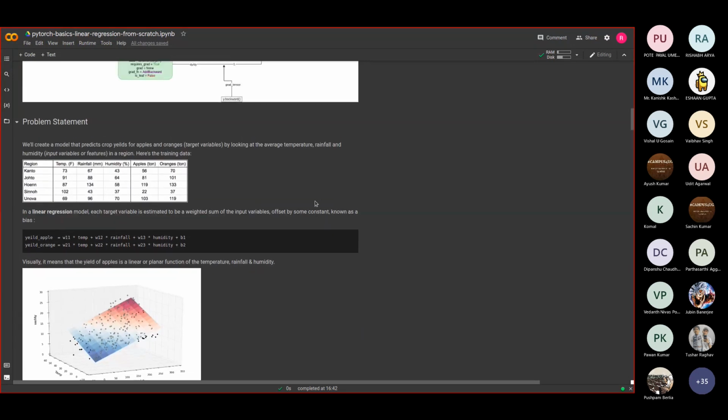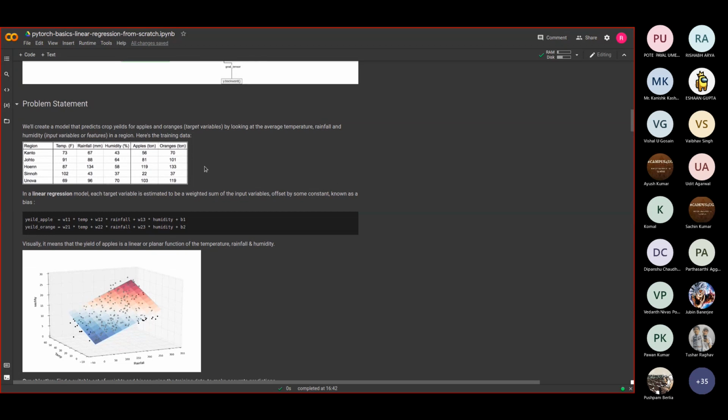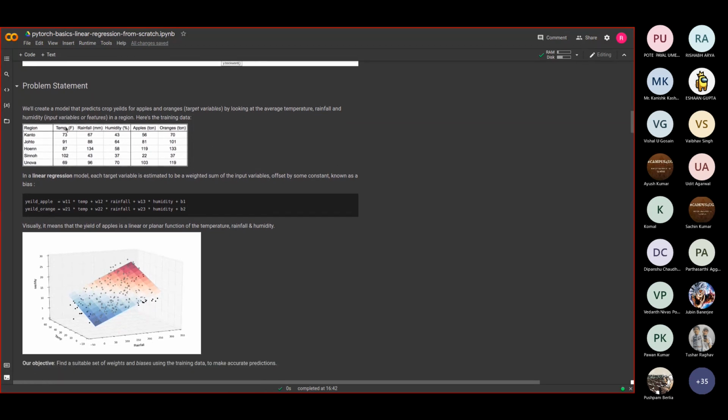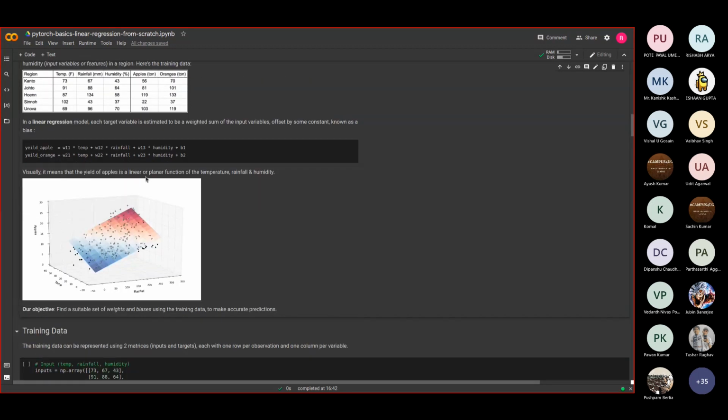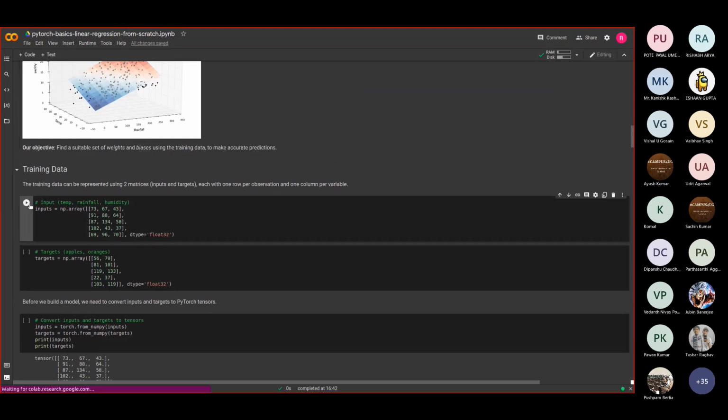Now let's write a program for a problem statement. So here we have three variables: temperature, rainfall, and humidity, and we have to predict the production of apples and oranges. So here, instead of predicting one variable, you have two variables: yield of apple and yield of orange. So we just have to make a linear combination of these with their respective weights, and we'll be done with that. So let's say our inputs.